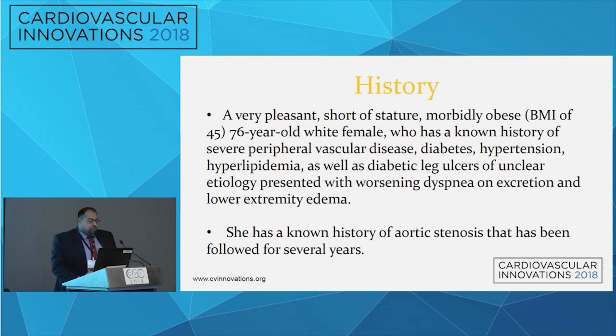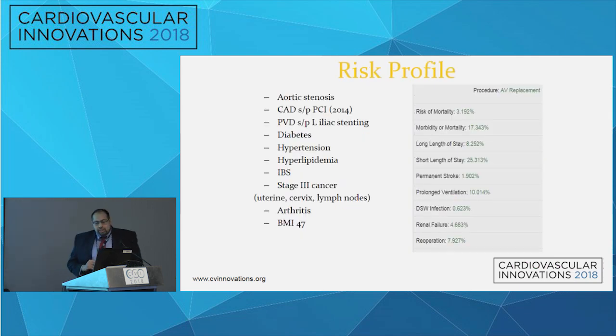She had a BMI of 45, and she's known to have severe peripheral vascular disease, and we intervened on her in the past for peripheral vascular disease. She had diabetes, hypertension, hyperlipidemia, as well as a diabetic ulcer. She was known to have aortic stenosis for many years, but it became very symptomatic even at rest. She was not even able to go to the bathroom, so that's why she finally decided to let us do something for her. So that's her risk profile.